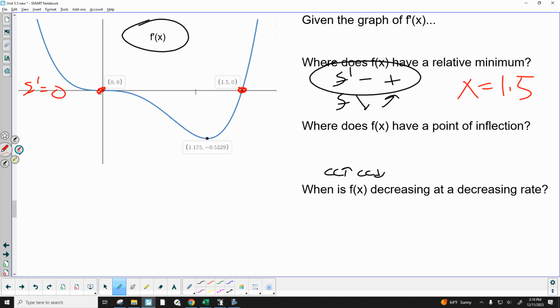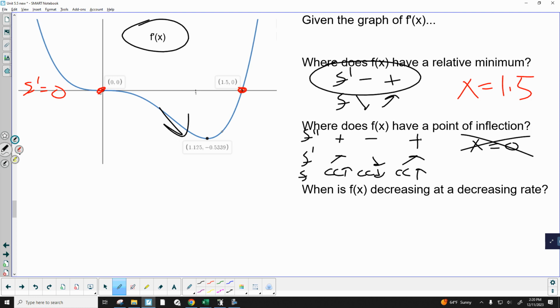Points of inflection occur where your curvature changes. Your curvature changes when your derivative changes direction. Not necessarily when your derivative equals 0. A lot of people will include x equals 0. That is not a point of inflection. It's when we have like a max or a min of f prime, where we change direction. F prime goes down, then f prime goes up at 1.125.